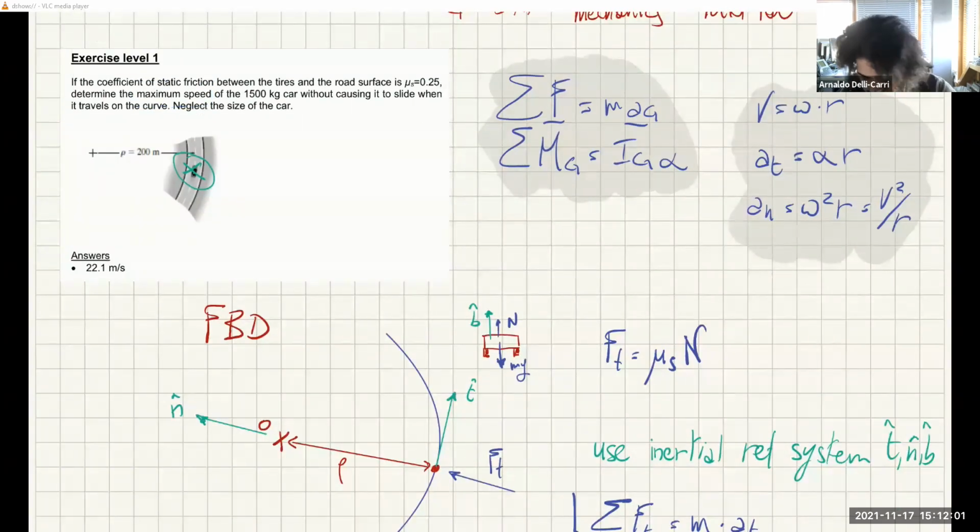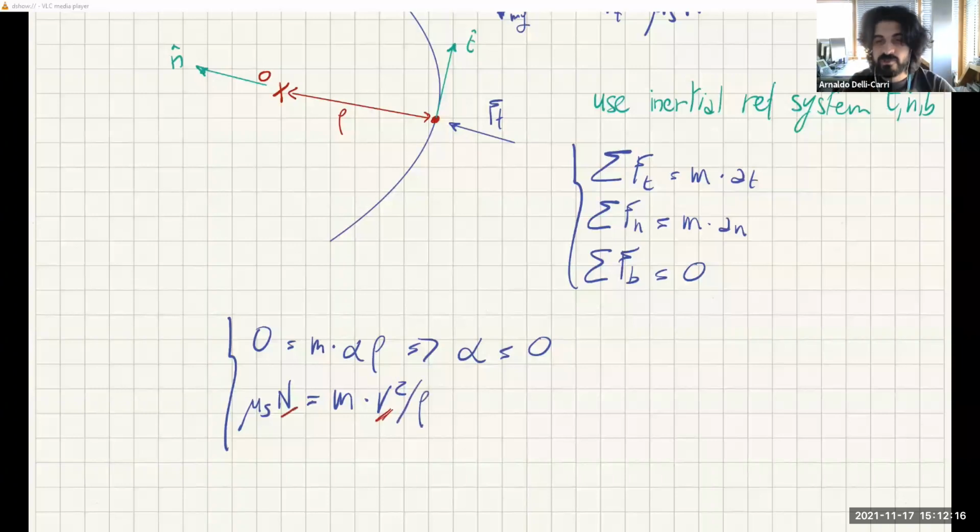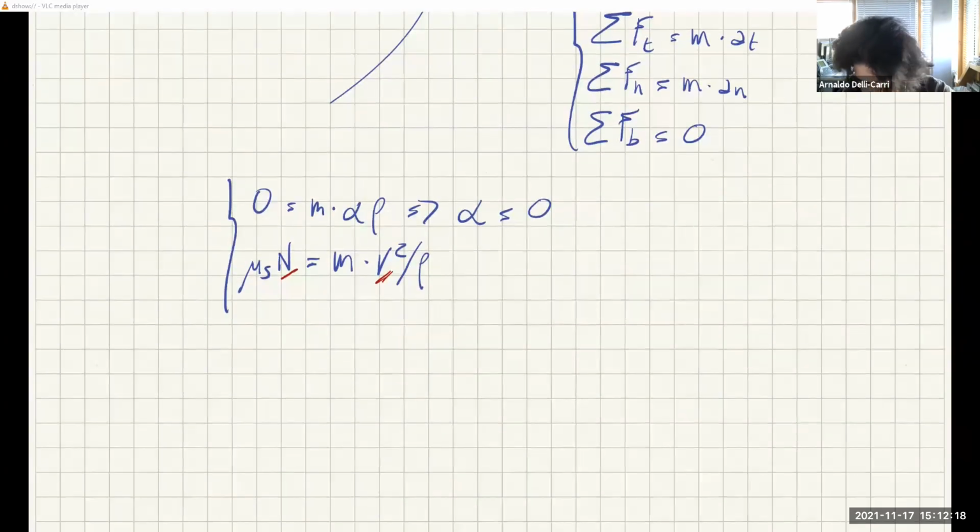We are going to use the second one because it contains the information we want. So it's v squared divided by rho. How many unknowns do we have here? This is 1 and this is 2. So of course we can't just solve this by itself. We have to also write the other one.